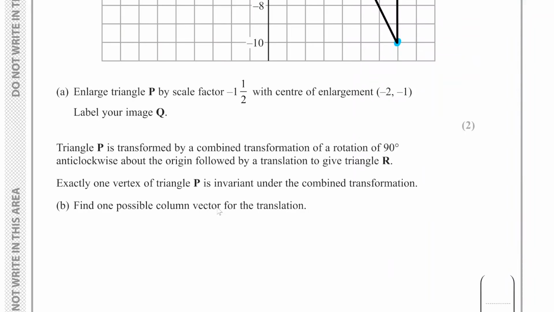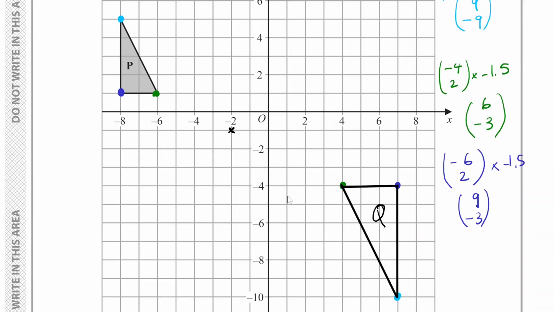Triangle P is transformed by a combined transformation for rotation 90 degrees anti-clockwise about the origin, followed by a translation to give triangle R. Exactly one vertex of P is invariant under the combined transformation. Find one possible column vector for the translation. So we're going to take triangle P, rotate it 90 degrees anti-clockwise.